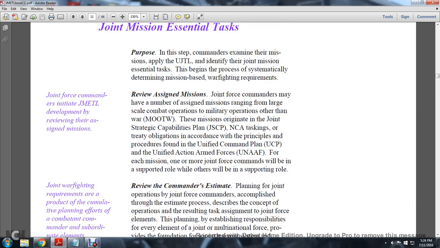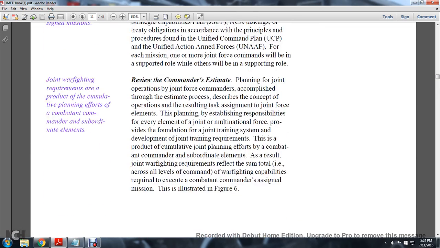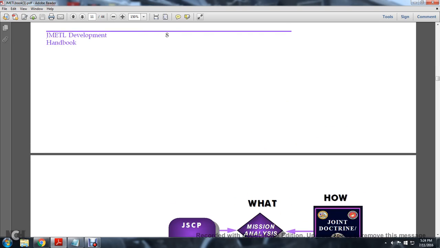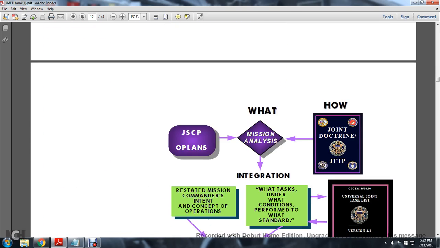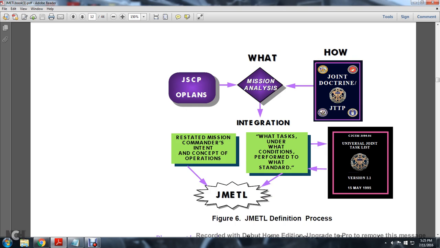We've got to look back up here. Your Joint Strategic Capabilities Plan, and operational plans, define the mission essential tasks and how joint doctrine, JTTP, and the Joint Strategic Capabilities Plan meet them. Then the mission analysis, and then it goes into the integration.